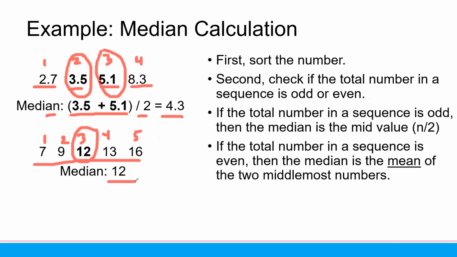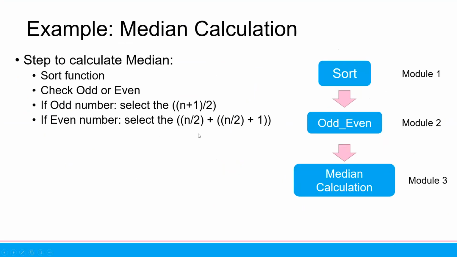Then we can get the median is 12. Now, we will do several steps. In order to calculate the median, the first step is to sort. Sorting can be in module number 1.